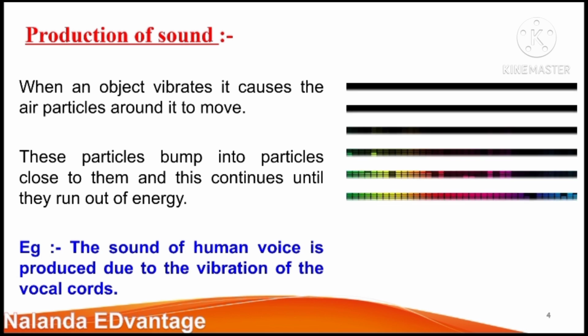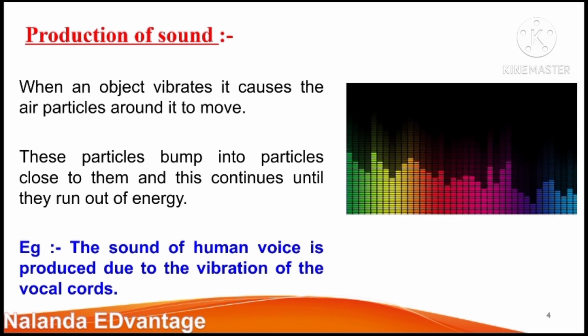Now, how does the production of sound occur? When an object vibrates, it causes the air particles around it to move. Not that the particle moves, but generally the air around it displaces. These particles bump into the particles which are closer to them, and they continue until they run out of energy and then dissipate. For example, the human voice, the way I'm talking and conveying my words towards you, is produced due to the vibration of my vocal cords.